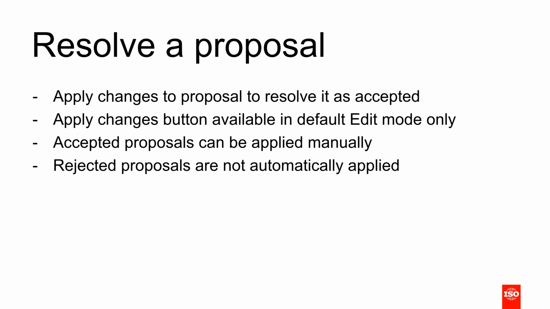If a proposal is resolved as accepted, a warning message is displayed indicating that the change must be applied manually if not already done. Note that the button to apply change to proposals is available only in the default edit mode of the draft and not in the commenting mode. If a proposal is resolved as rejected, the change is automatically not applied.